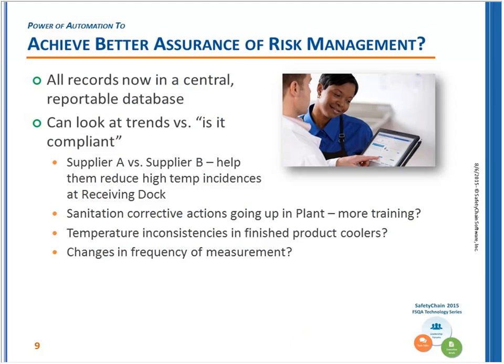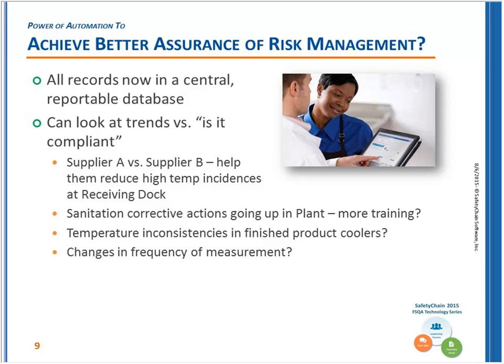The HA in both HACCP and HARPC has to do with hazard analysis, and it's really about risk management. So when you've got an automated solution that has some or all of the features that we just addressed, Dan, how can automation help companies achieve better assurance of risk management?